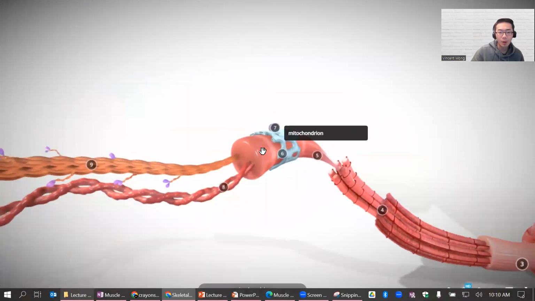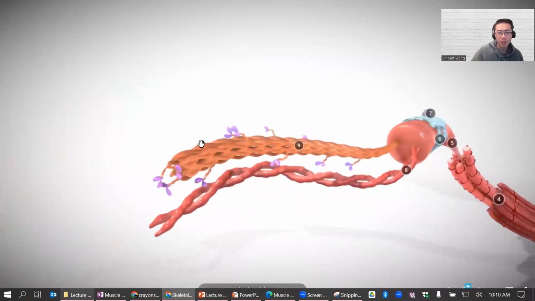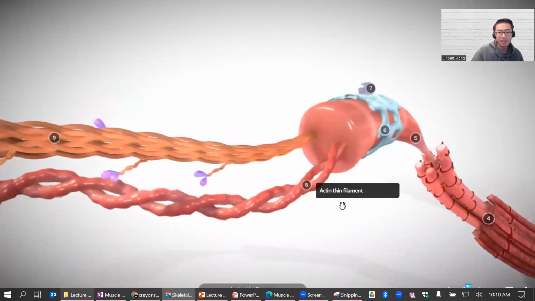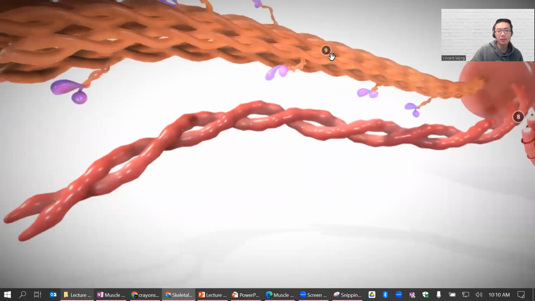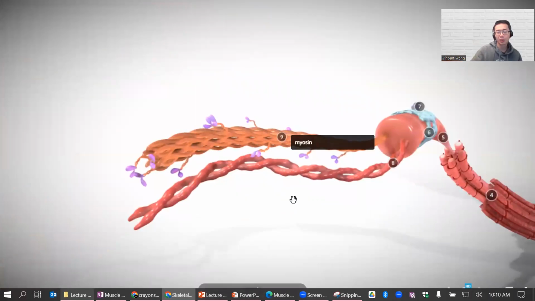Okay, and if we take a look at what is making up the myofibril, then we have 2 kinds of fibers. We have the thick one here, represented by orange, and then the red one is the thin one. So that's the actin, thin filament, and then we have the myosin, which is the one that's going to be grabbing onto the actin. You see, the myosin actually has all these heads, the purple heads.